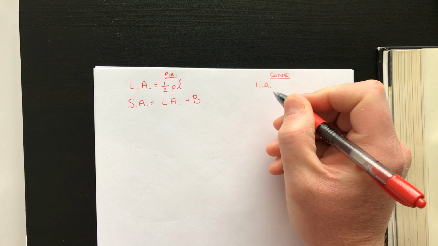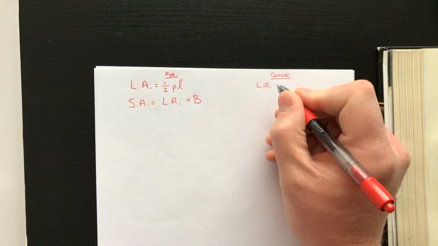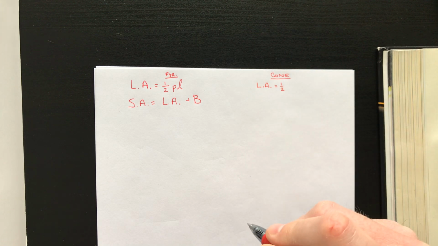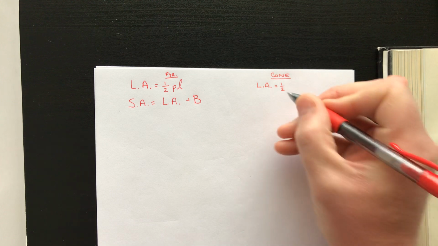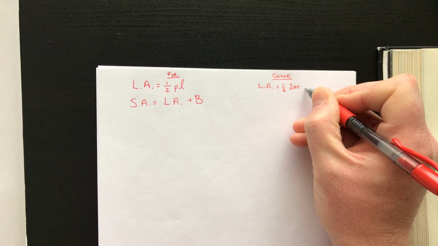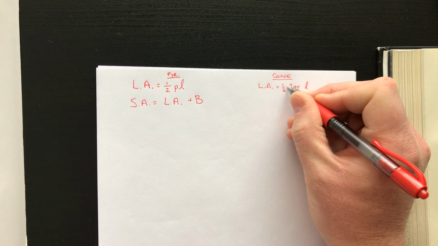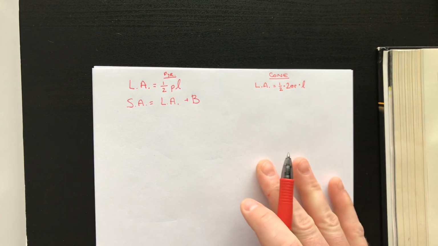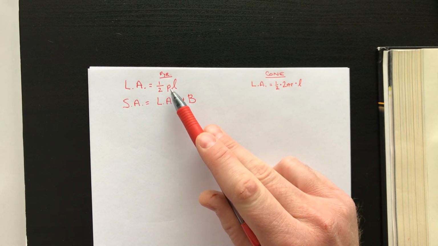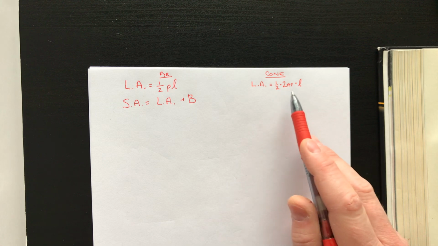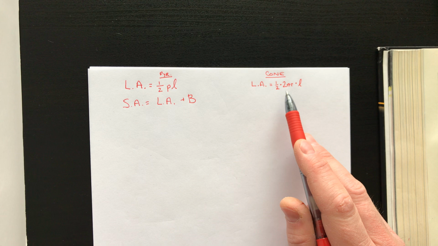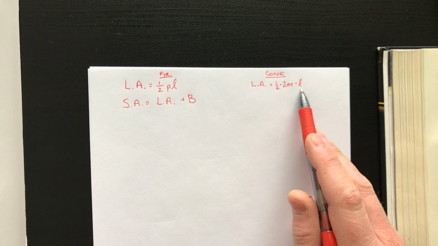So the lateral area of a cone is 1/2 times 2 pi r times the slant height. Now, this is the exact same formula as for a pyramid. For a pyramid you could put P for the perimeter of your base, but because the base of a cone is always a circle, you can just say 2 pi r. All right, so 1/2 times 2 pi r L.